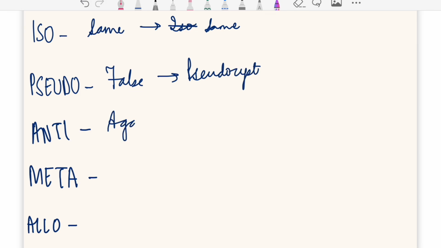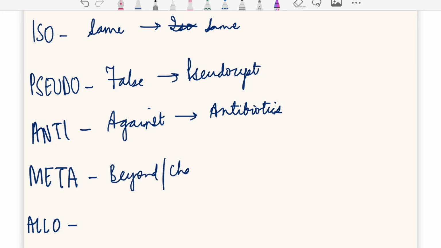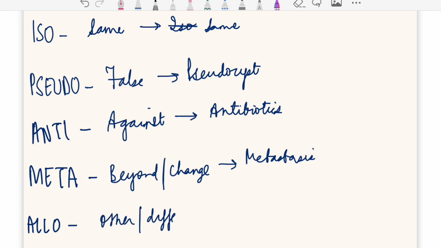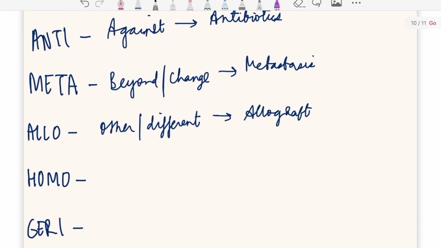Anti refers to against. For example, antibiotics. Antibiotics are against bacteria, or basically against life. Meta refers to beyond or change. Example, metastasis. Metastasis is the spread of disease beyond the primary site. Now comes allo. Allo means other or different. For example, allograft. Allograft is basically tissue from another or a different person.